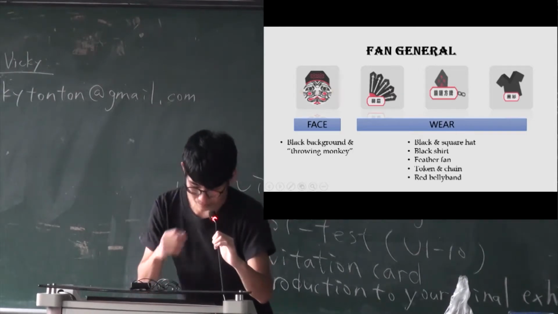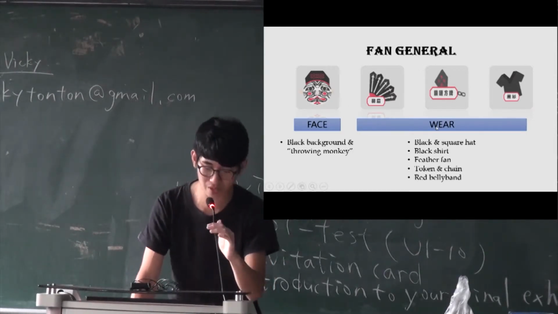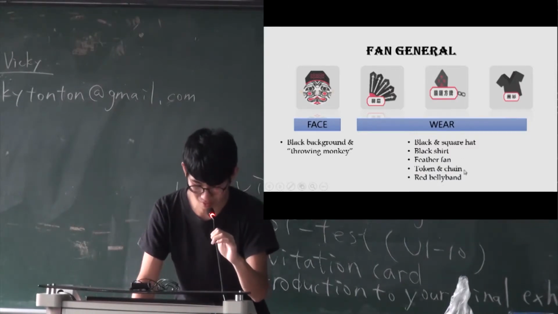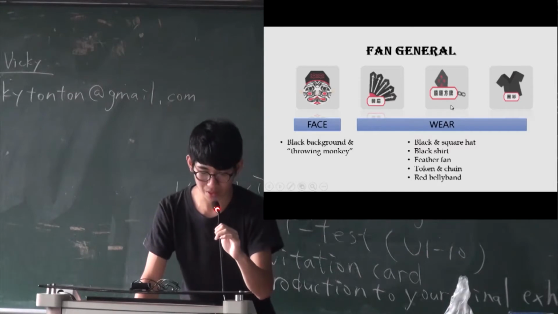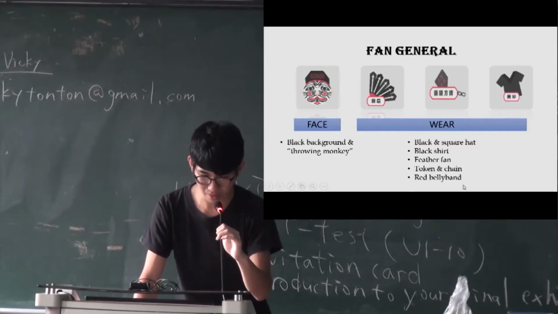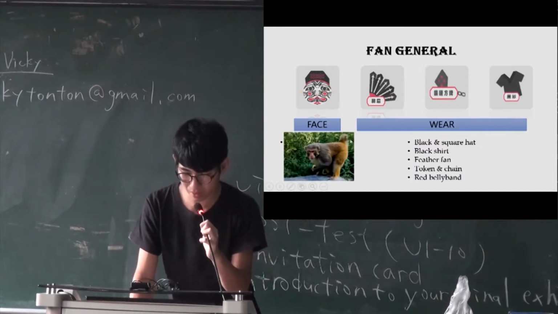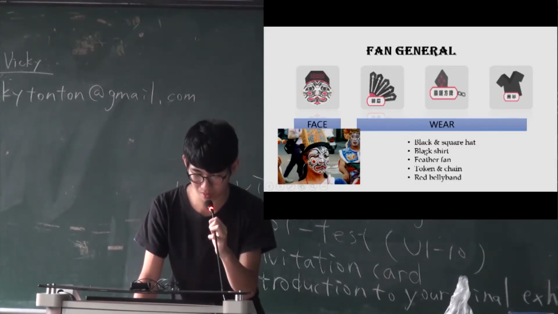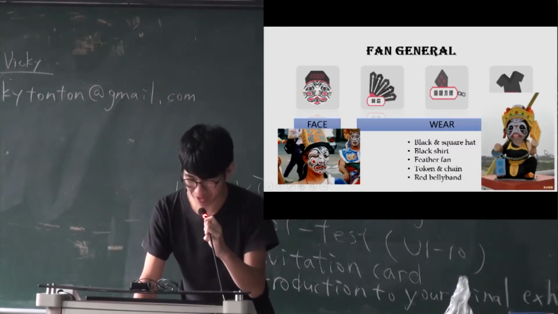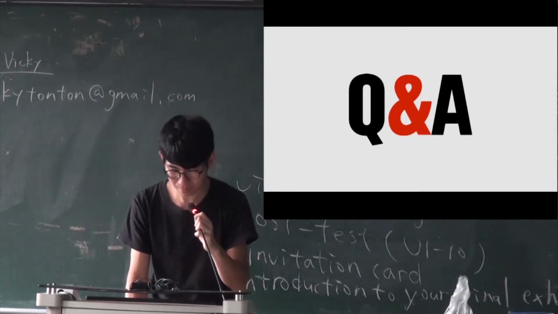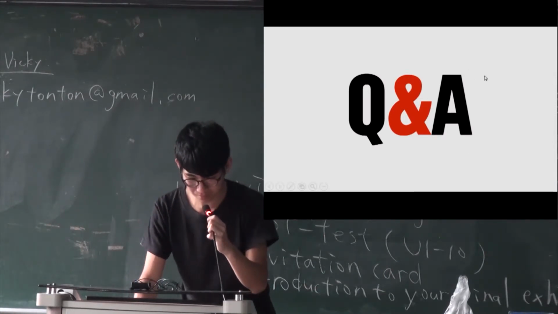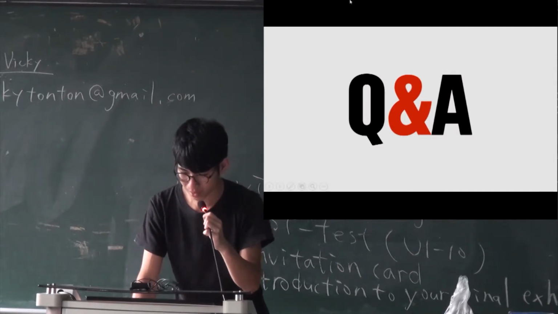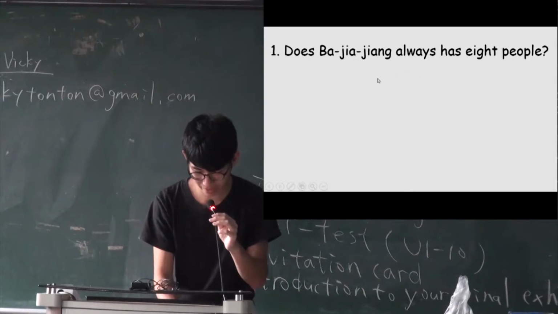And his face is called black background and soaring monkey， 就是它叫做黑底泼猴面，就是它曾经是泼猴的化身这样。So we can see the black background in his face and two red circles on his cheek. And he wears a red and square hat, red shirt, feather fan, token and chain. 哦，chain 就是它比较 special. He holds a chain like this and a red belly band. You can see a red circle on his cheek. And this is the chain.